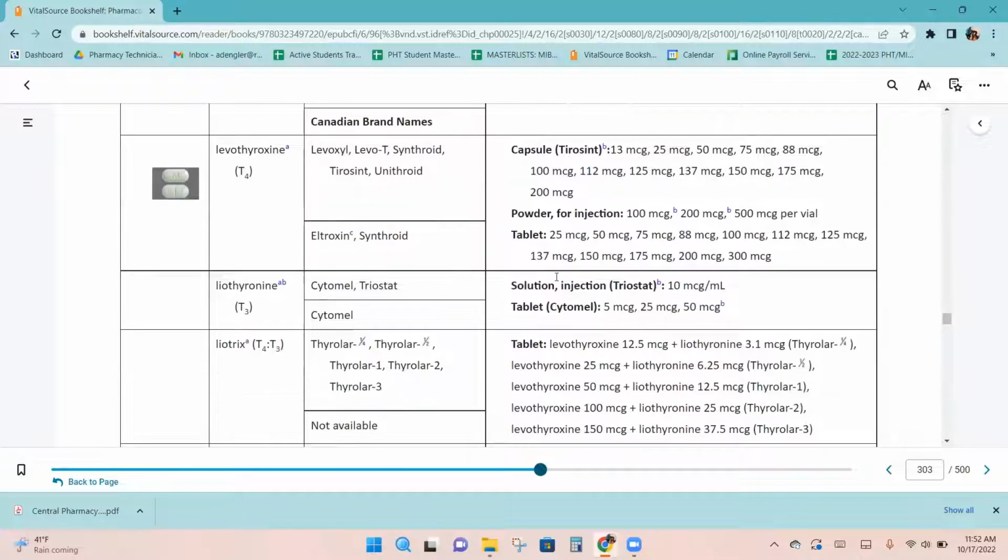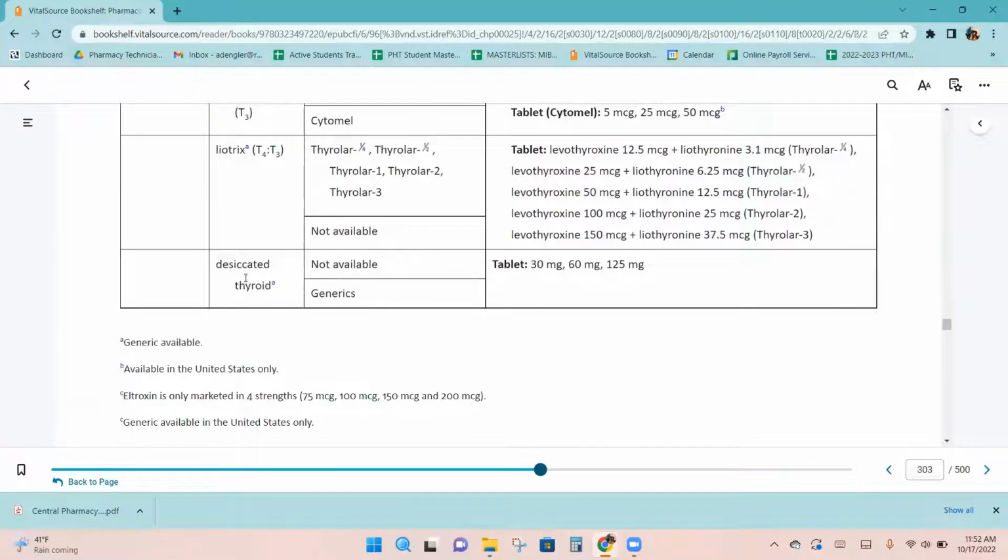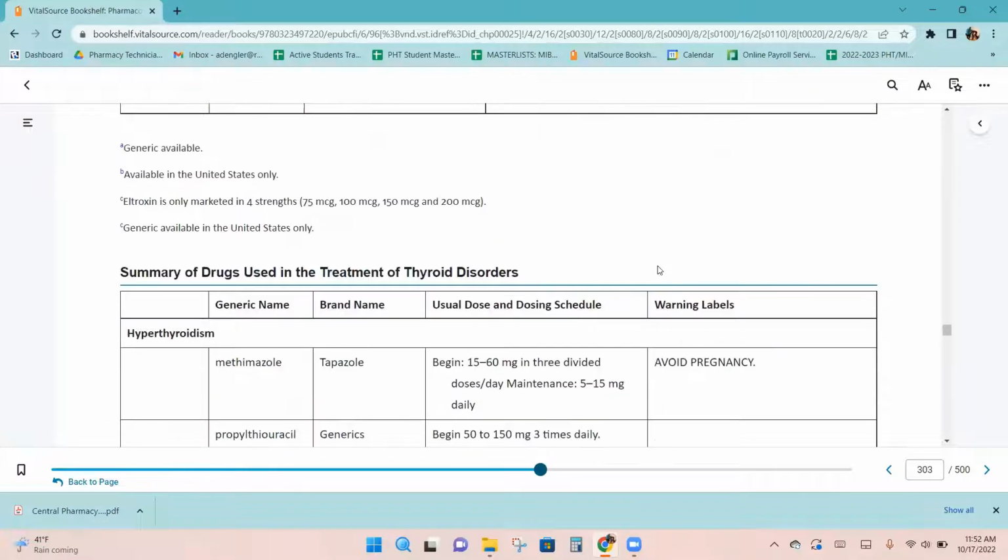There's a powder for injection. And then liothyronine, which is the T3. It's available as a tablet under Cytomel and as an injection solution, Triostat. Liotrix, which is a medication with T4 and T3. You can see all of the different dosage strengths. So it's levothyroxine and liothyronine combined. Then for desiccated thyroid, we have the 30, 60, and 125 milligram tablet.